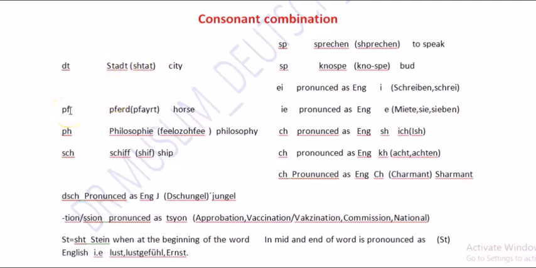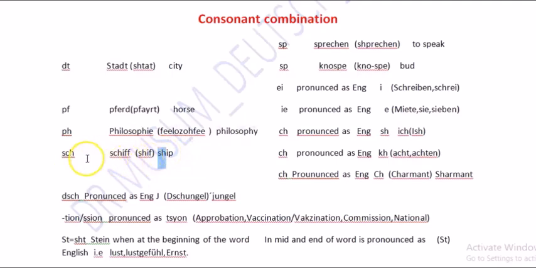The next one is pf. Pf is pronounced like ph in English, just like f. So we say Pferd. Pferd means horse in English. And the next one we have ph, the same as ph in English. So we say Philosophie. Philosophie means philosophy.